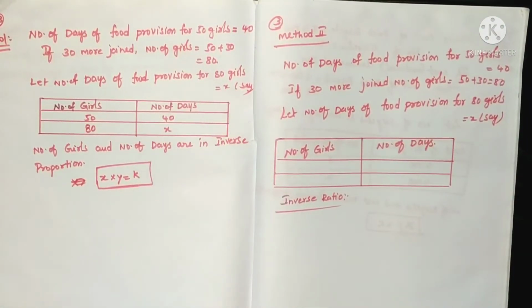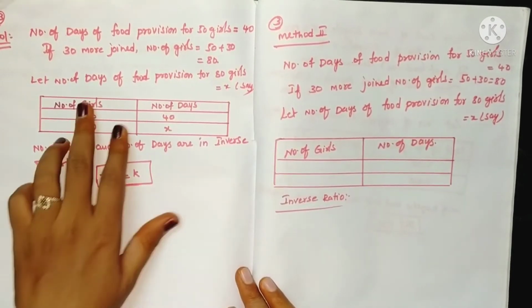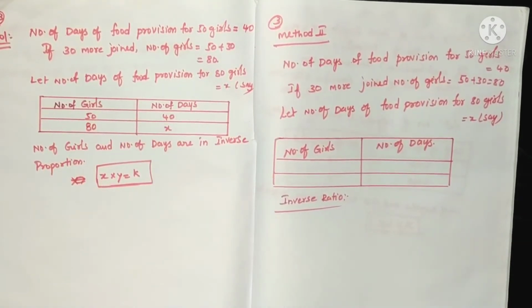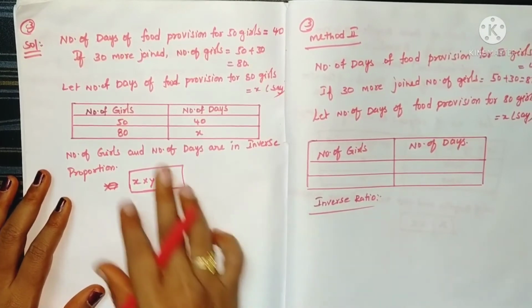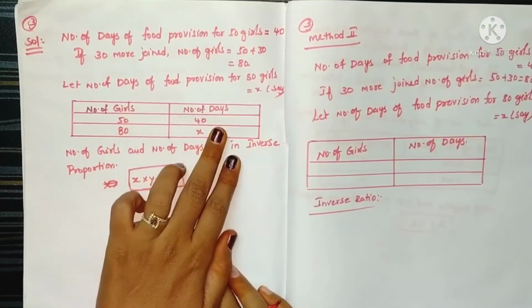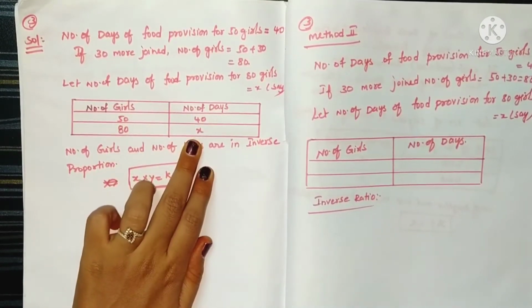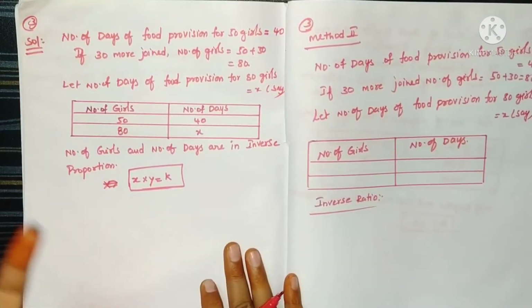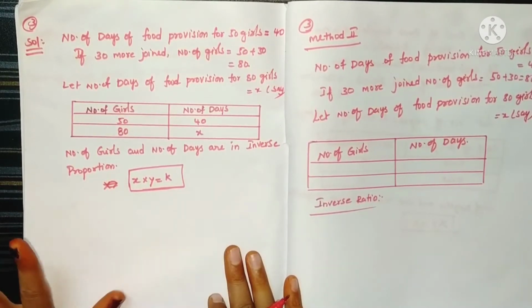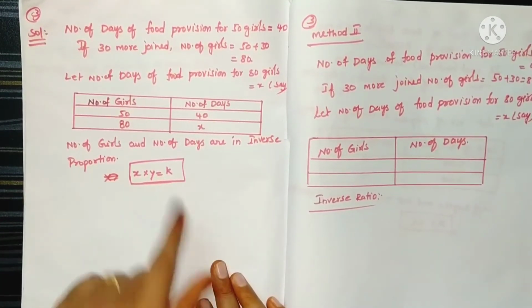So first of all just write the steps like this. Number of days of food provisions for 50 girls is equal to 40. If 30 more joined, number of girls 80. So let number of days of food provisions for 80 girls be x. ఇలానే కాకపోయినా మీరు కొంచెం అటు ఇటుగా అయినా రాసేయాలి. ఓకే. సో ఇలా టేబుల్ నెంబర్ ఆఫ్ గర్ల్స్, నెంబర్ ఆఫ్ డేస్. 50 girlsకి 40 days వస్తాయి. 80 girls we want to find out. సో గర్ల్స్ పెరిగితే డేస్ అనేవి తగ్గుతున్నాయి, రైట్? సో దీస్ ఆర్ ఇన్ ఇన్వర్స్ ప్రపోర్షన్. సో ఇన్వర్స్ ప్రపోర్షన్లో ఉండే their product must be constant.